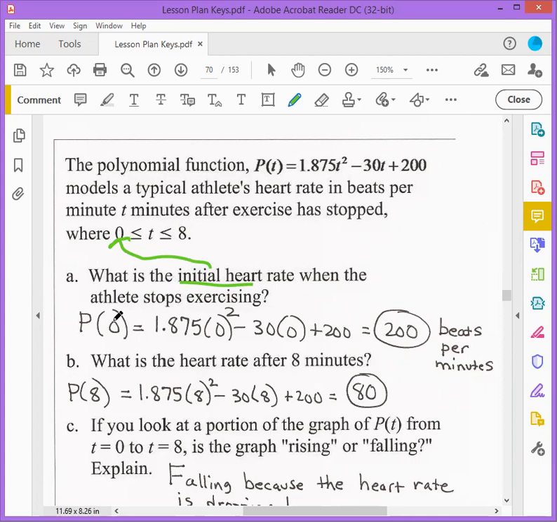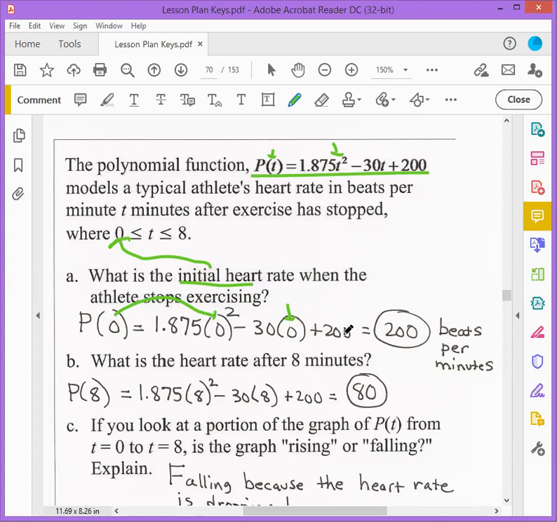That's point 0. We're substituting 0 for t into the original function. So everywhere we see t, we're going to substitute 0. And that becomes p of 0, and it's equal to 1.875 times t squared, but remember we're substituting 0 for t. So 0 squared minus 30 times t, minus 30 times 0. Again, we're substituting 0 for t, plus 200 at the end.